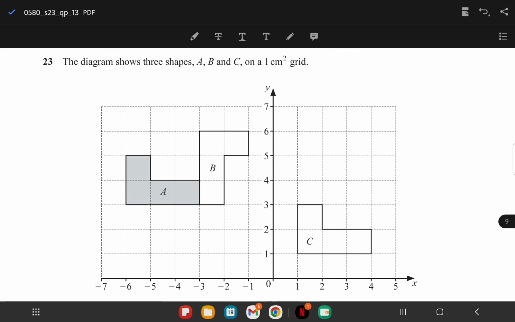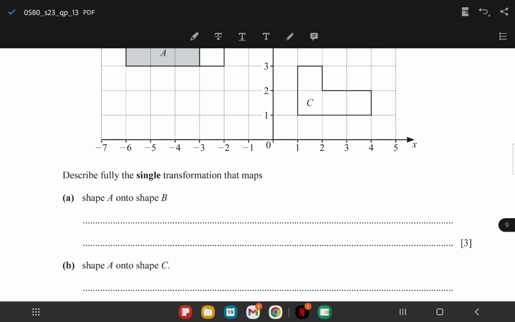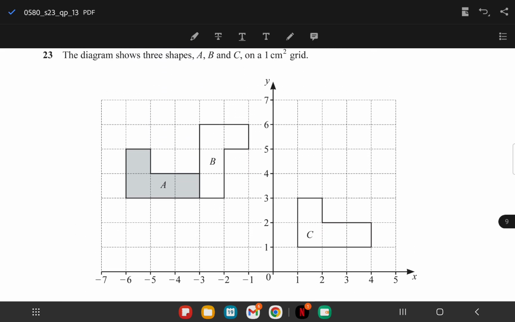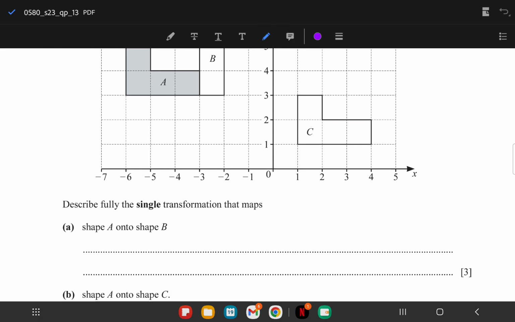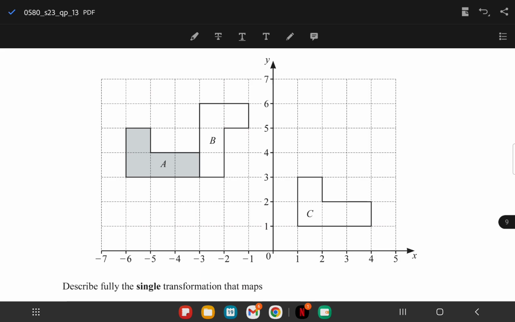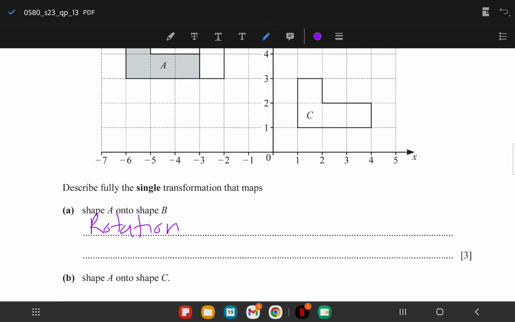Okay, more grids. The diagram shows three shapes A, B, and C on a 1 centimeter square grid. Describe fully the transformation that maps A onto B. Okay, we have shape A and shape B. That is clearly a rotation. So I'm going to write that it's a rotation. And the next thing we need to include is the angle of rotation. It has moved once, so that is 90 degrees.